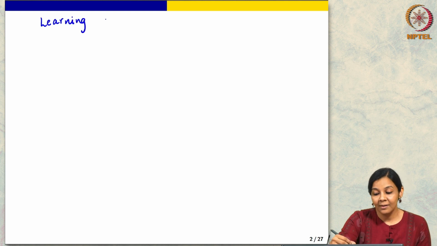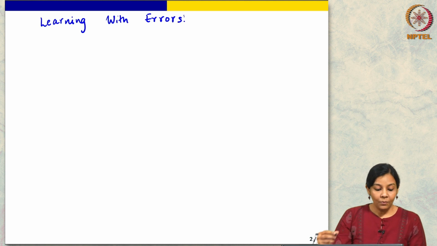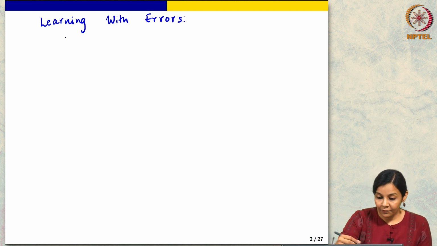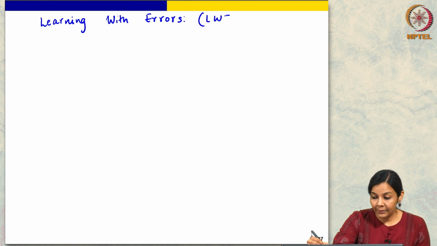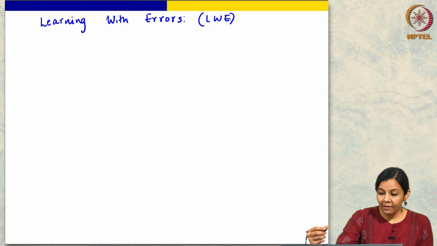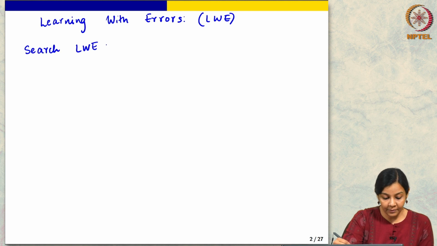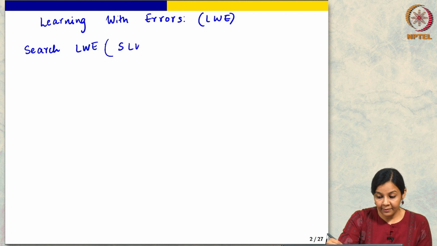Okay. So, learning with errors. This is abbreviated as LWE, no prizes for guessing why. And we have two versions of this, a search and a decision version. Let me define the search version first. We will denote this as SLWE with parameters n, m, q and chi.